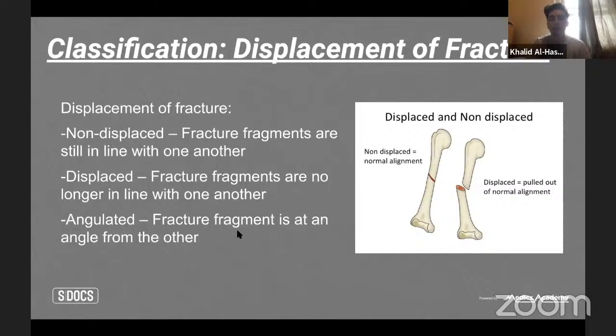Angulated. Sometimes we have fragments of bone which tend to form an angle from the general orientation. As you can see here, not only is this bone displaced, there is some angulation as well, because the orientation of the distal portion of the bone is going at an angle as opposed to continuing with the general orientation that the bone follows.